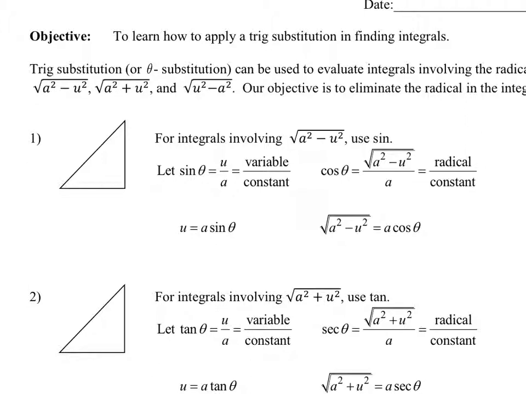So if I tell you that I have a triangle with some reference angle theta, a right triangle, depending on where my variable and my constant are located within that triangle, I can swap out some algebraic expressions for some trig expressions. So if it's organized so that the variable part is vertically organized and the constant is on the hypotenuse, then the missing side would be the square root of a squared minus u squared.